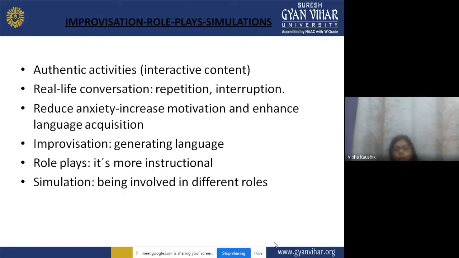Improvisation, role play, simulations, authentic activities, interactive content, real-life conversations, repetitions, interpretations; these reduce anxiety, increase motivation, and enhance language acquisition. Improvisation: generating language. Role play: it's more instructional. Simulation: being involved in different roles.